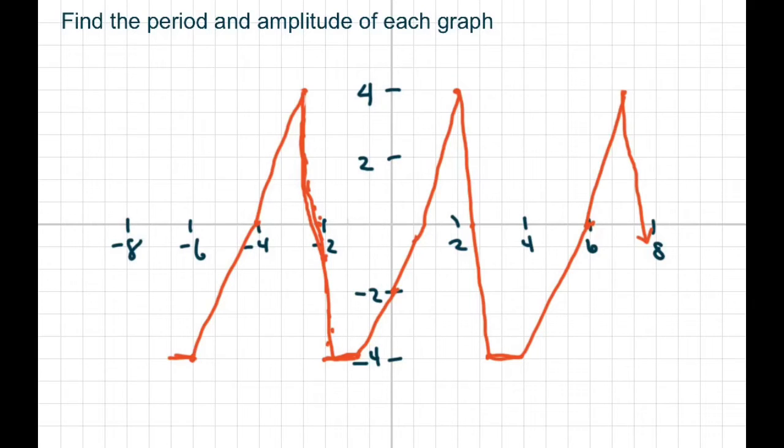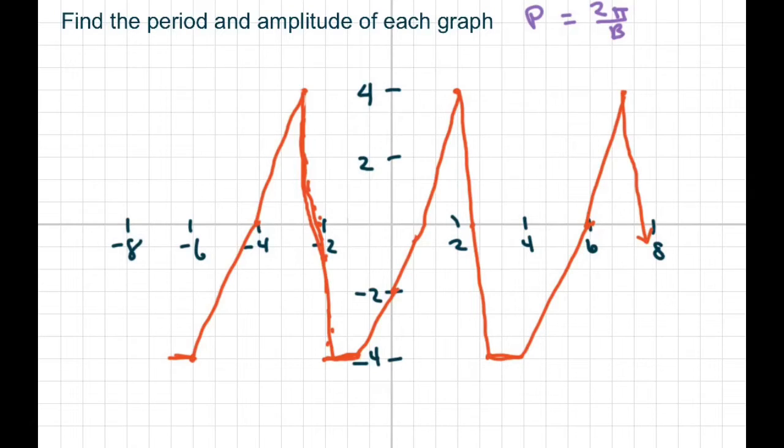We're going to find the period and amplitude of each graph. The amplitude is basically the magnifying part of it. So the period is going to be 2 pi over b. But in this case, all we have to do is just look at the graph.